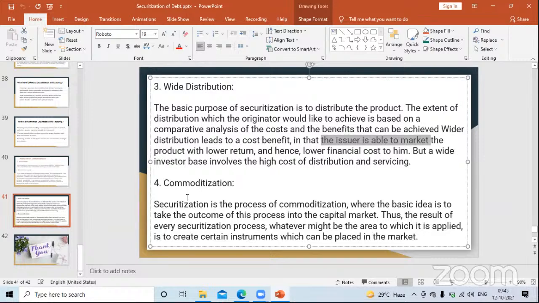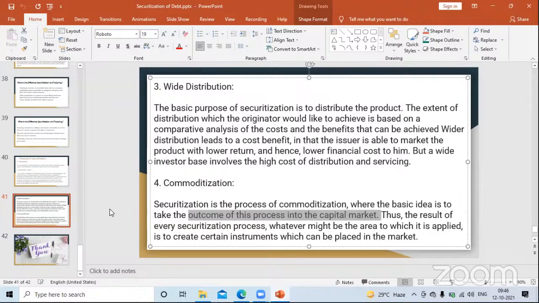Commoditization. Commoditization means securitization is a process of commoditization, where the basic idea is to take the outcome of this process into the capital market. That means you are taking it out from the long term and bringing it to the short term market, so that it can be easily sold and placed in the market.